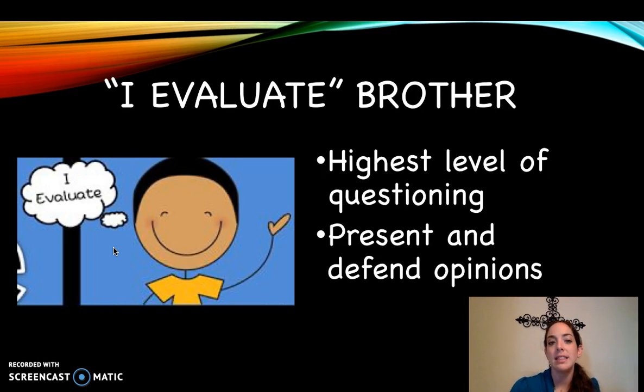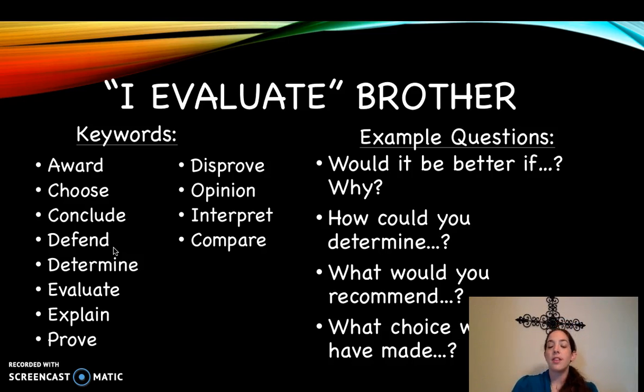And last but not least is the I Evaluate brother. He is the deepest level of questioning and thinking that you can do. He can present and defend opinions by making judgments about information, validity of ideas, or quality of work based on a set of criteria. As you can see, this is the highest level, so if you ask a question, your students may again look at you and be like, I'm stuck because the answer's not right in front of them. Again, that is okay.